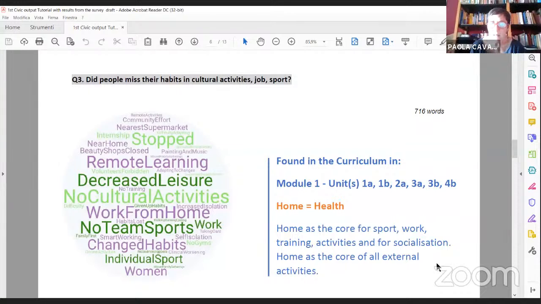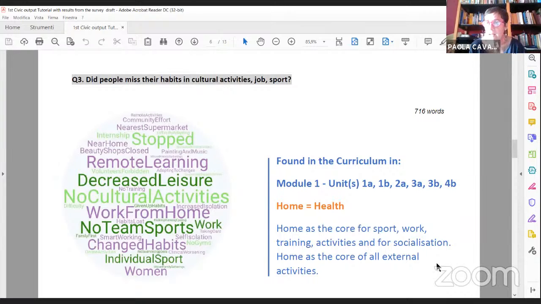Remote learning, the decreased leisure, no work from home, no team sports, changed habits, individual sport, women, nearest supermarket, painting and music, adapting to change, volunteers forbidden. This is a very interesting word. Giving up habits, increased isolation, and so on.